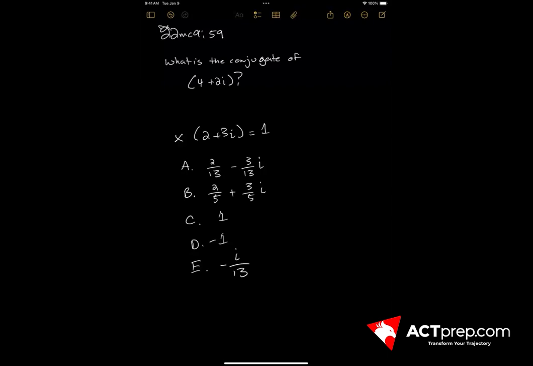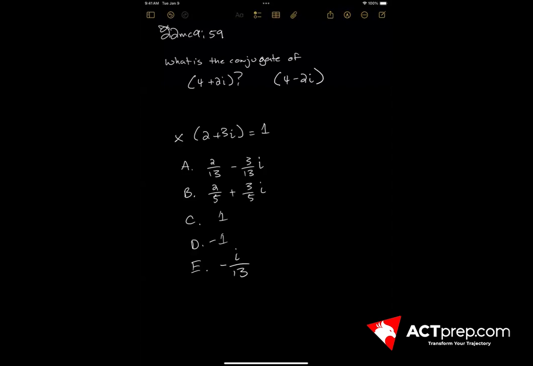We're just going to solve for the conjugate of 4 plus 2i, which is 4 minus 2i. All that you do to find the conjugate of a binomial is to switch the sign that is on the second term. In this case, it's 4 plus 2i, so we switch the sign of the second term, turn it to 4 minus 2i, and that's the conjugate.